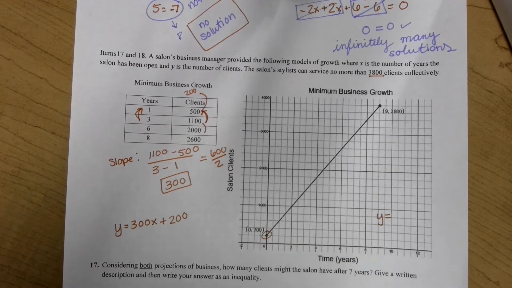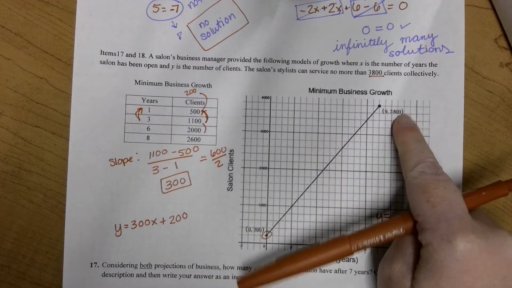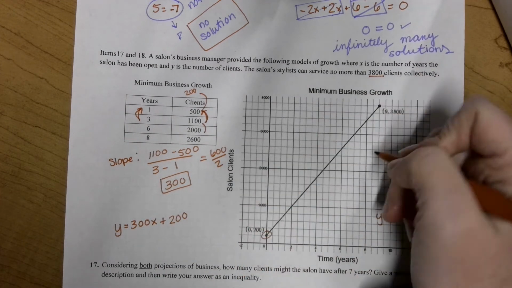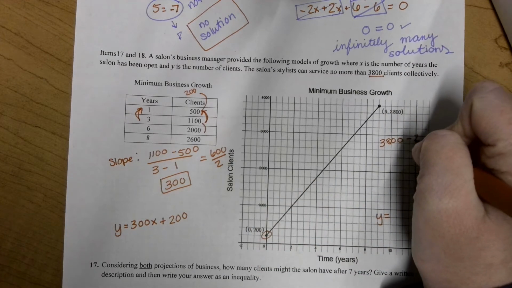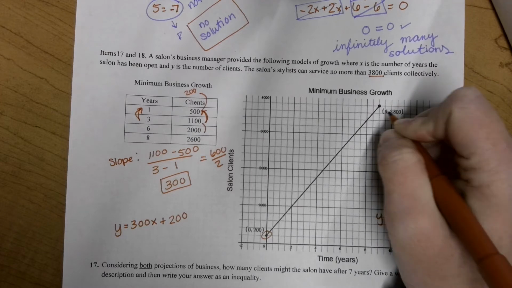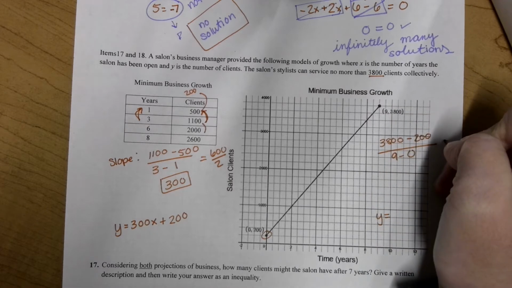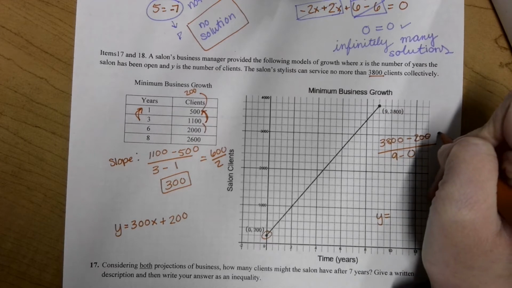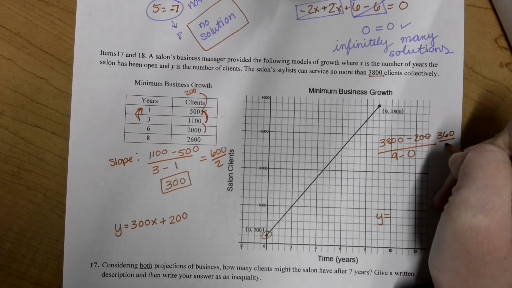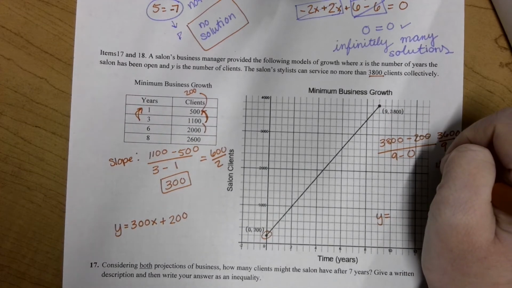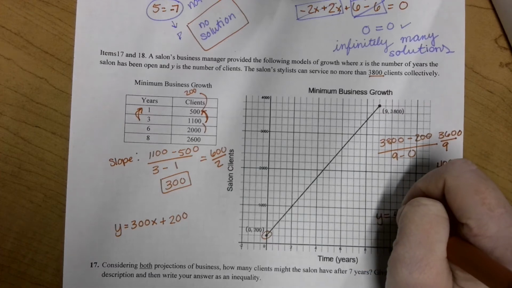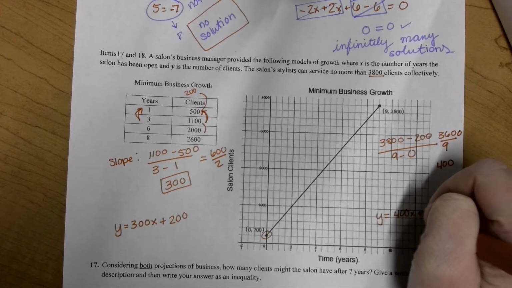So I need my slope. Well, I'm going to use the same formula. I'm going to subtract my y's and my x's. So I have 3,800 minus 200. So there are my y's on these two points. Over my x's, 9 minus 0. This is going to give me 3,600, not 360, divided by 9. And that should be a growth of 400. If I divide that, that should be 400. So this is y equals 400x plus 200.